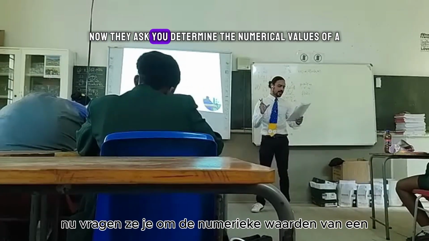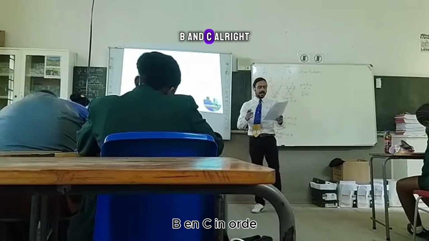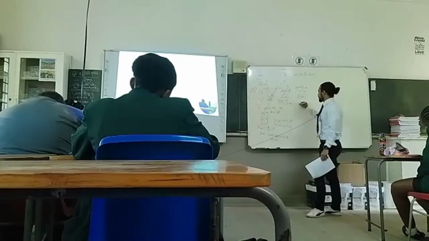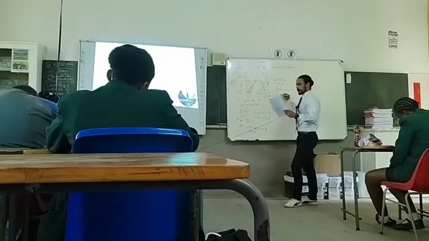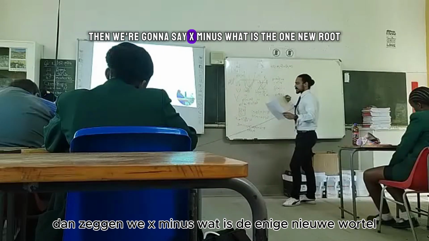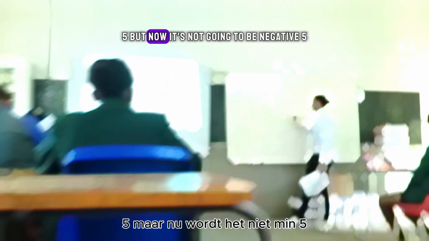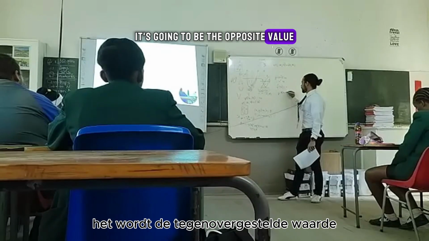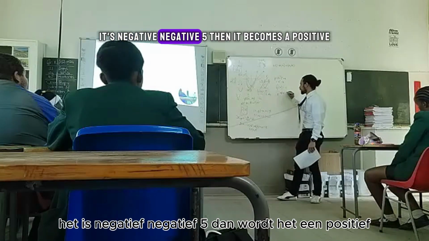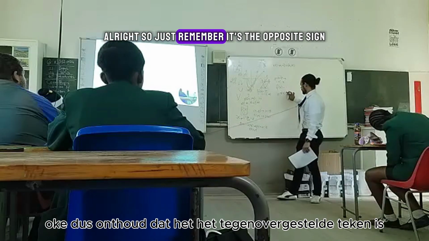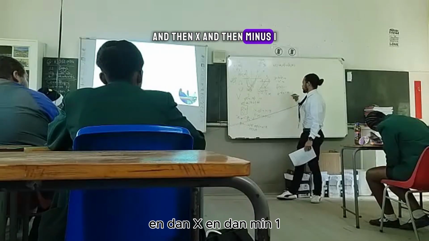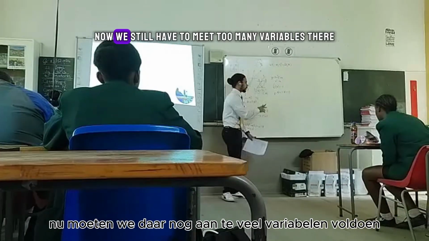Alright. Now they ask you to determine the numerical values of a, b, and c. What I would do is the following. I would say y is equal to a, and then I'm going to use the root form or the intercept form. Then we're going to say x minus, what is the one root? Negative 5. But now it's not going to be negative 5, it's going to be the opposite value. Remember it's the opposite sign, and then it becomes positive 5, and then x minus 1.